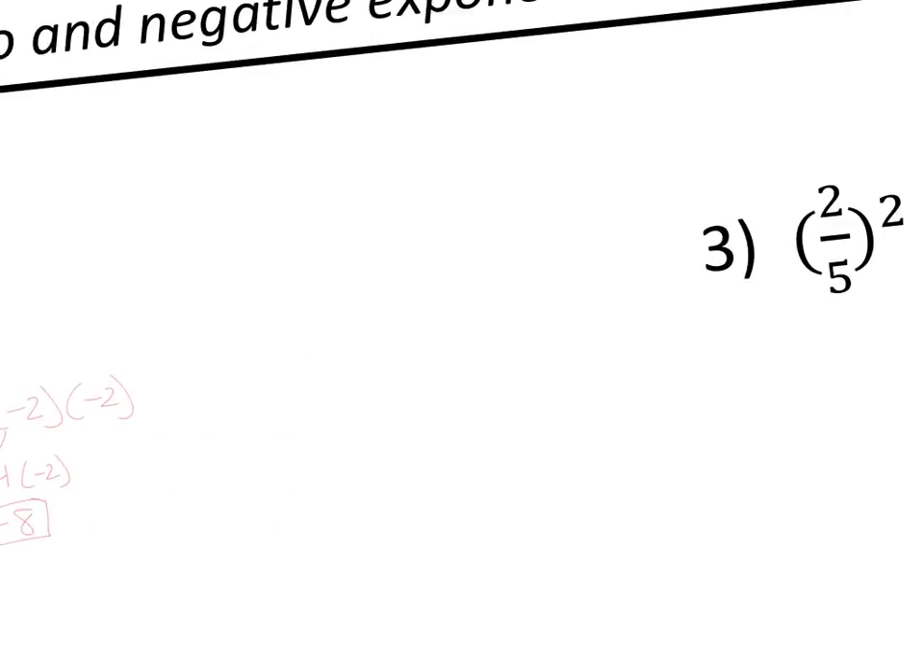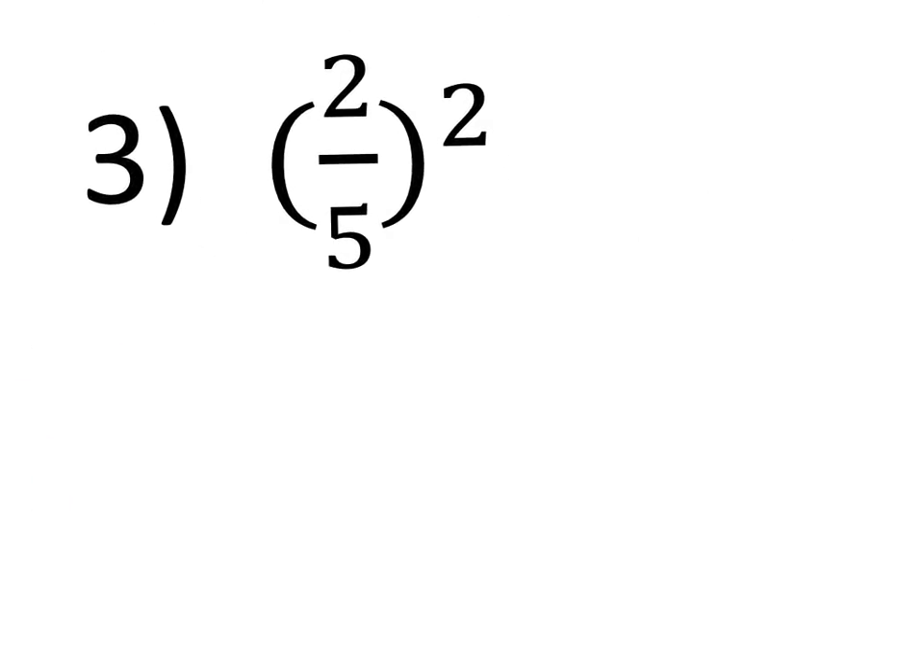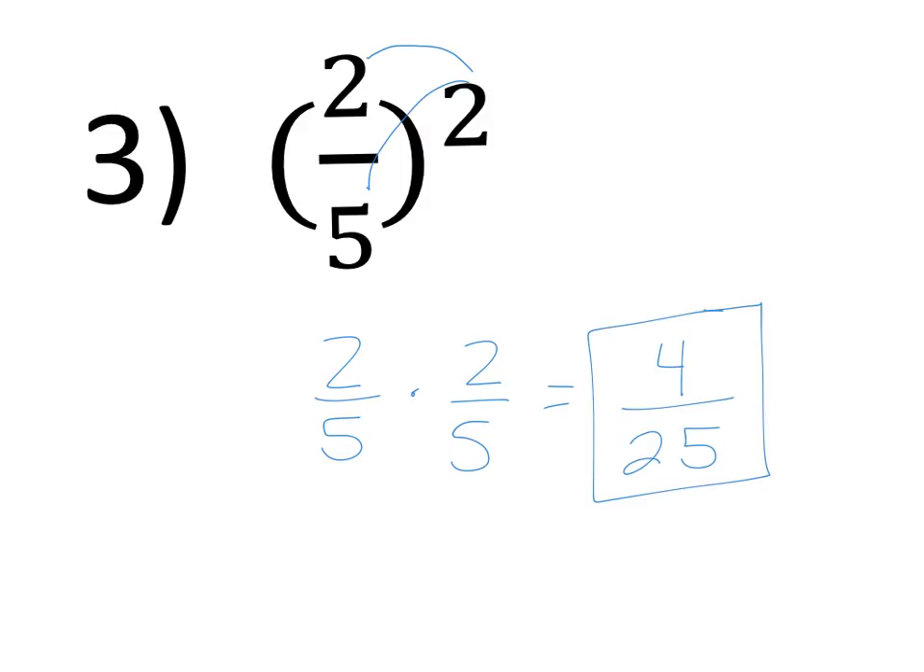All right, third review problem here: 2/5 to the 2nd. Now, it's been a little while since we've seen this, but just keep in mind that we are dropping the 2 onto both parts. Or if you want to think of it as 2/5 times 2/5. So 2 times 2 is 4, 5 times 5 is 25, and 4/25 is your solution.